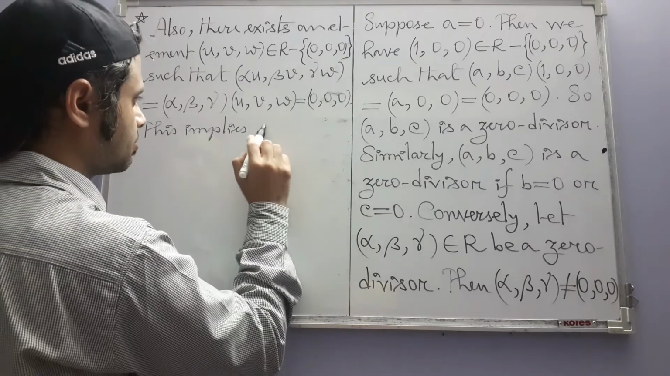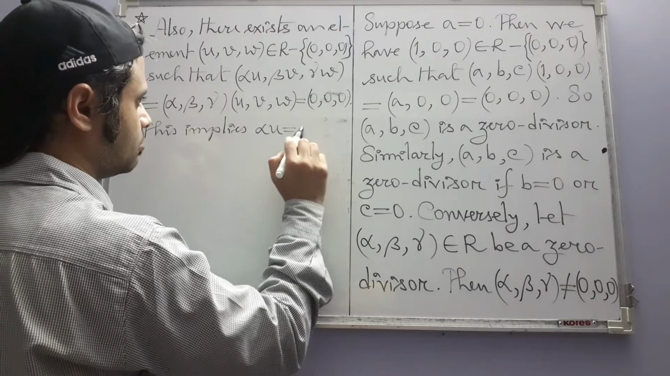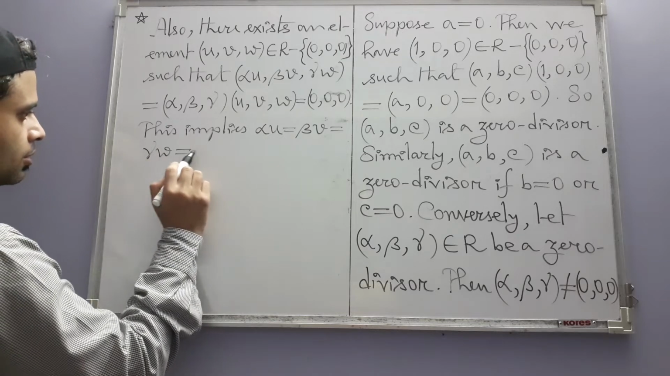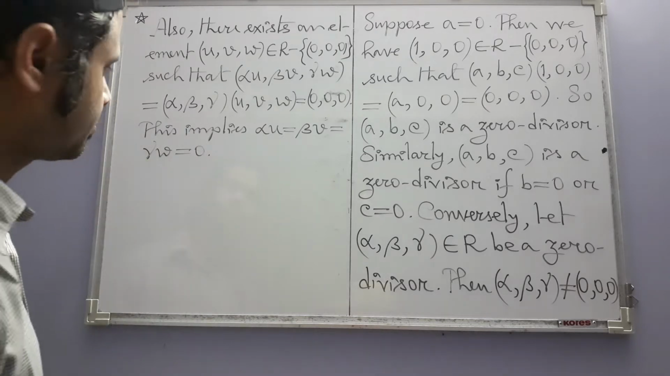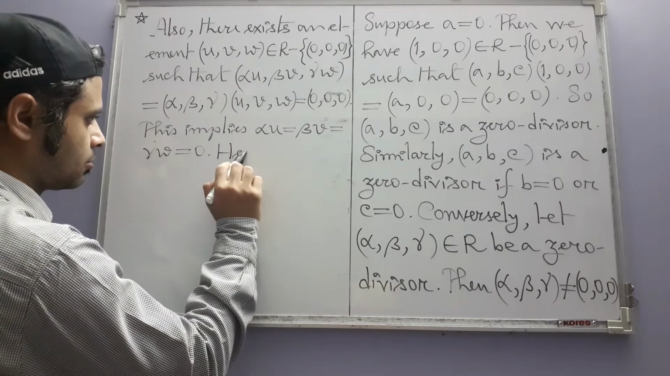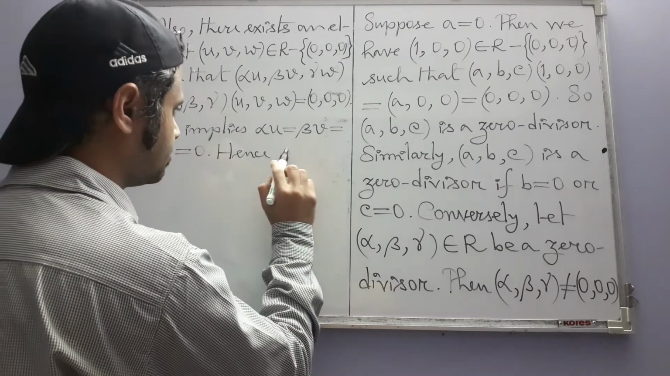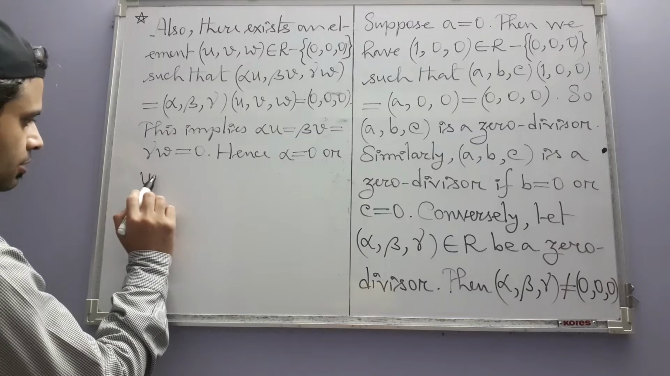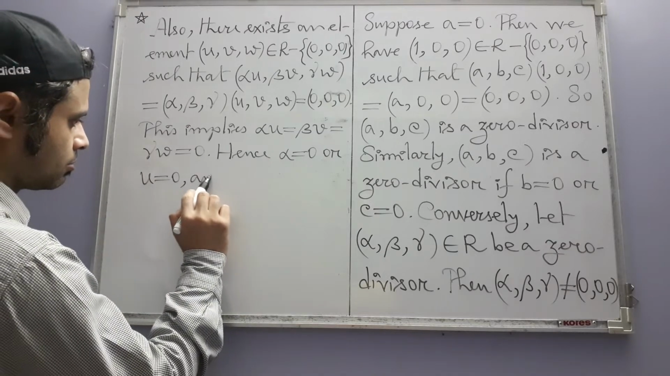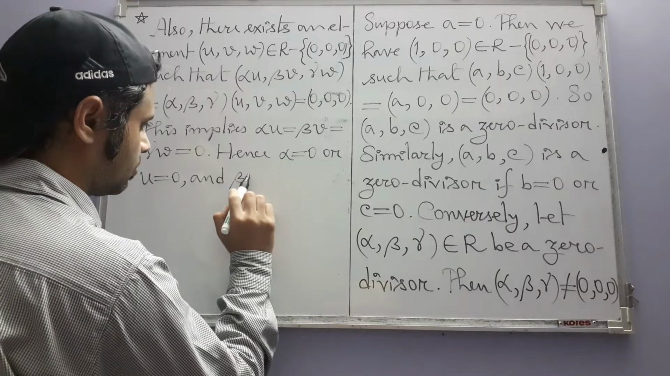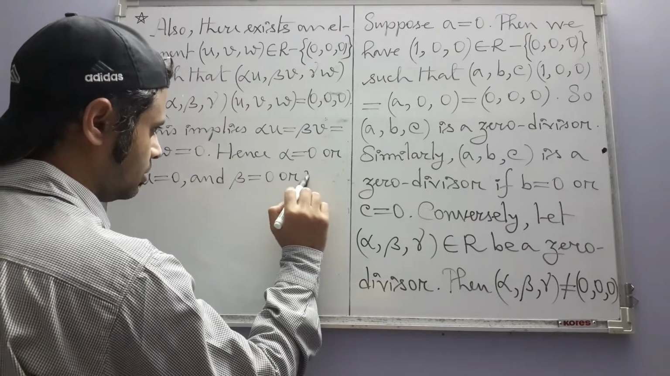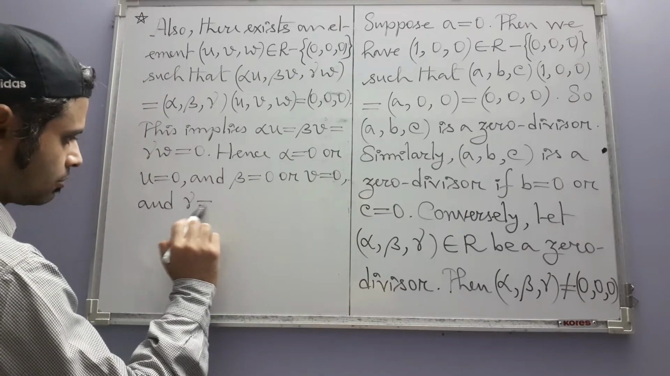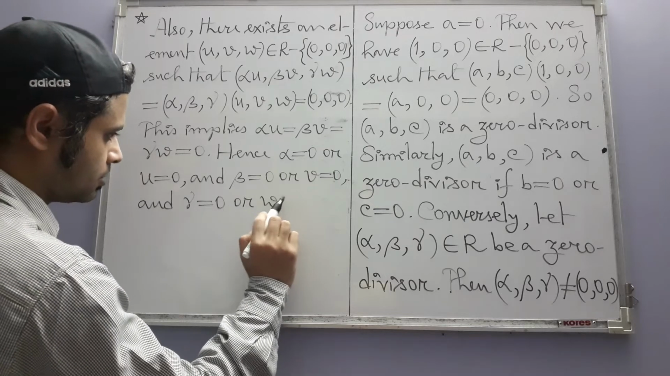So this implies alpha u, beta v and gamma w are all 0. Hence, and these equations in turn imply that alpha is 0 or u is 0, and beta is 0 or v is 0, and gamma is 0 or w is 0.